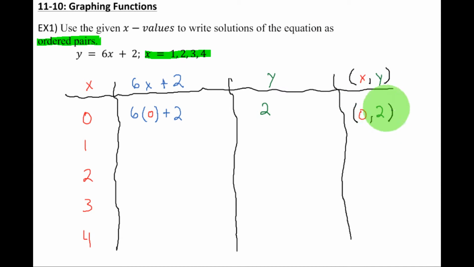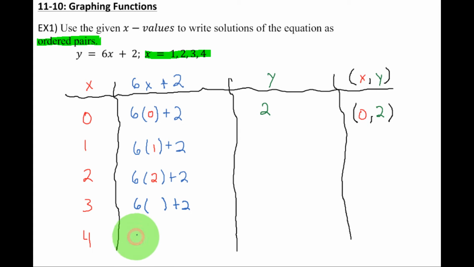And I'm going to save writing the ordered pairs out for the very end. So once you get the gist of the information I'm giving you, you can start practicing these on your own. Stop the video if you want. You won't have to watch me write out the entire list. So the next one we're working with here is 6 times 1 plus 2. And in fact, I'm just going to start writing these out. 6 times 2 plus 2. 6 times 3 plus 2. And finally, 6 times 4 plus 2.